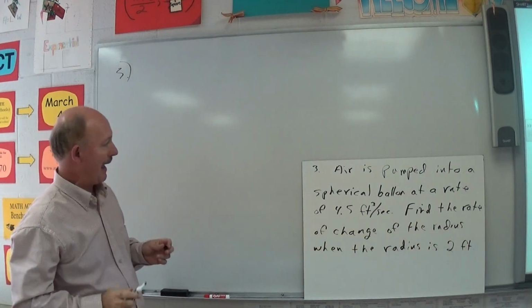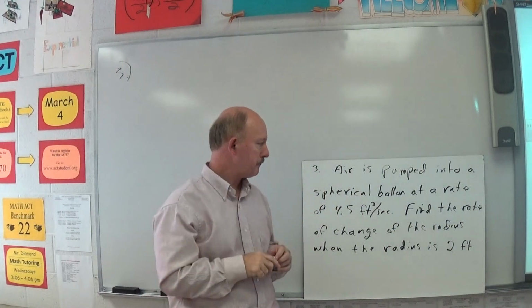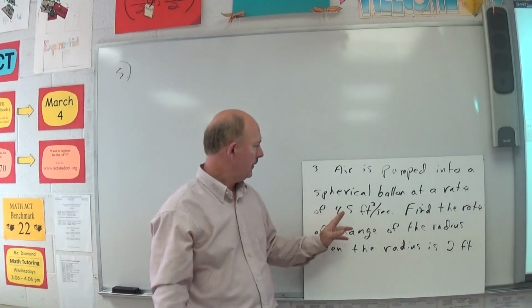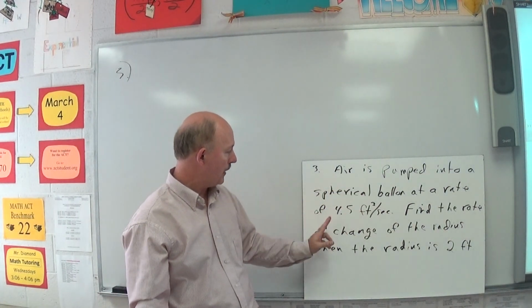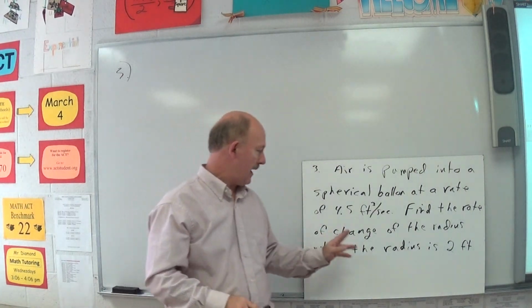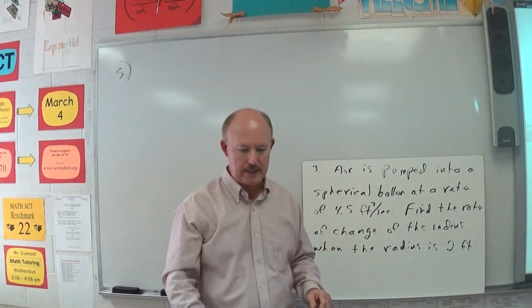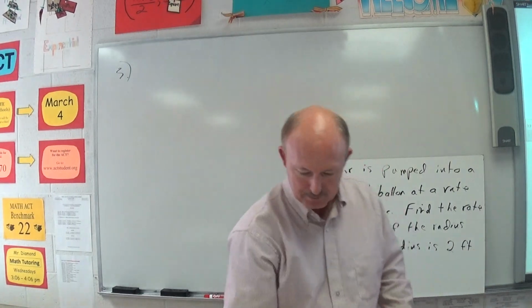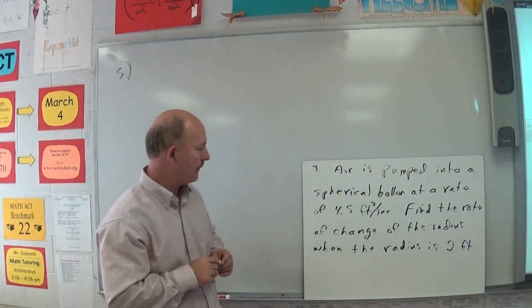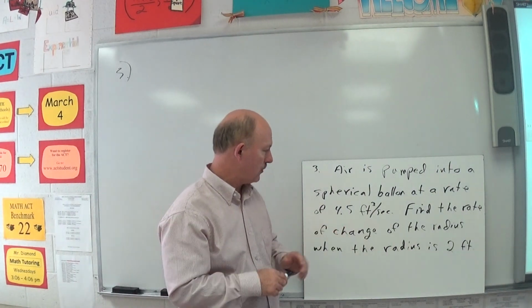Air is pumped into a spherical balloon. So you're blowing up a balloon. It says the air is pumped into a spherical balloon at a rate of 4.5 cubic feet per second. Find the rate of change of the radius when the radius is 2 feet.